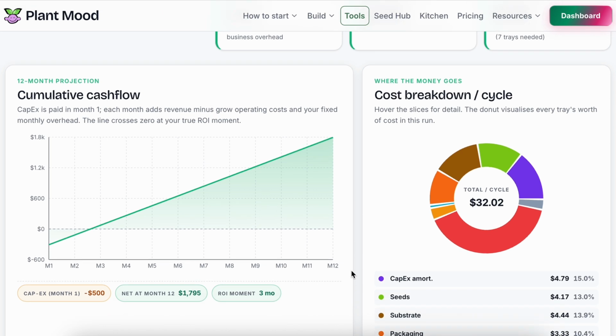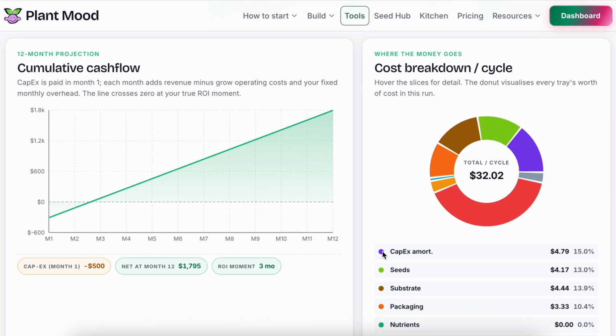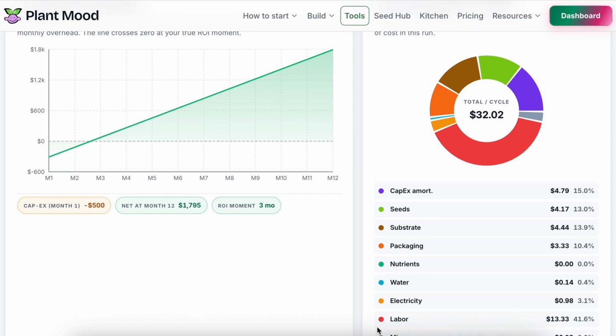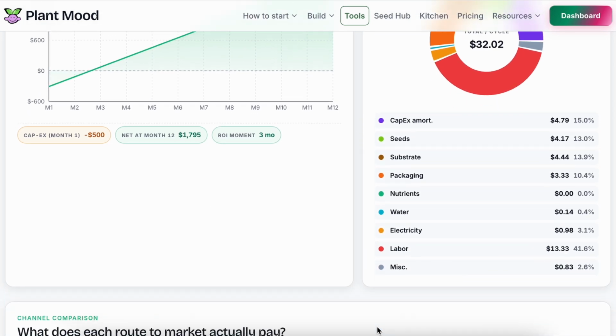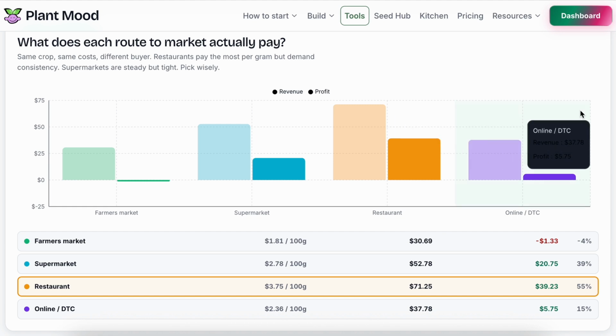3 charts visualize the model. A 12-month cumulative cash flow area chart shows when capex is recovered and net starts accumulating. A cost breakdown donut splits seeds, substrate, packaging, nutrients, electricity, labor, and more. A channel comparison bar chart shows price, revenue, profit, and margin across all 4 channels for your crop.